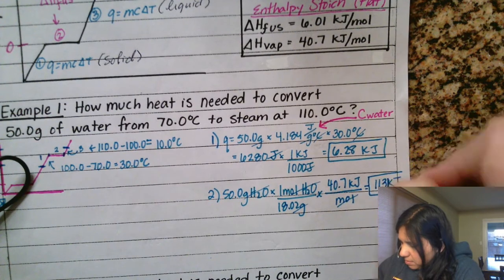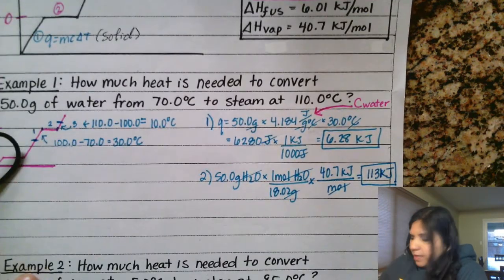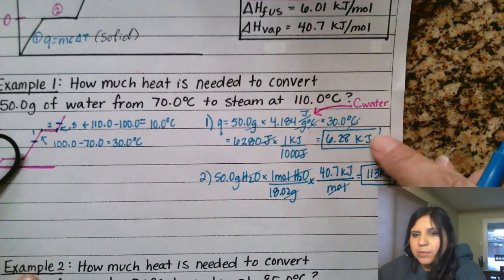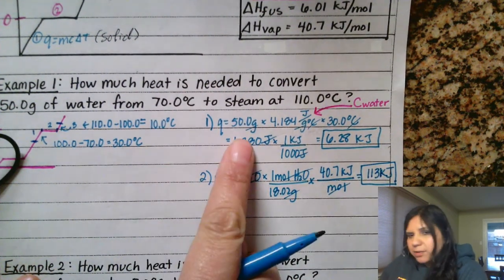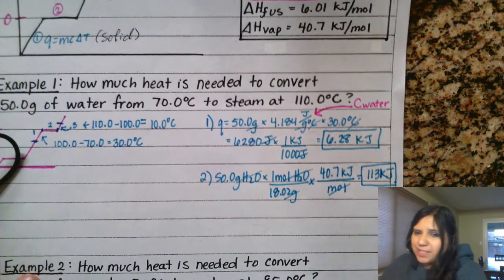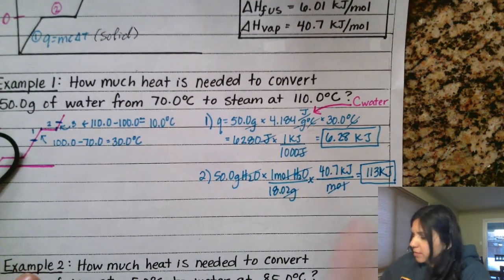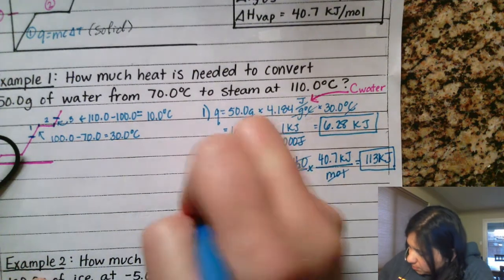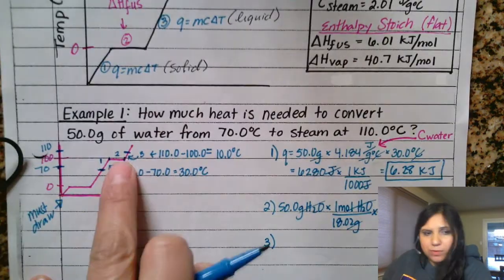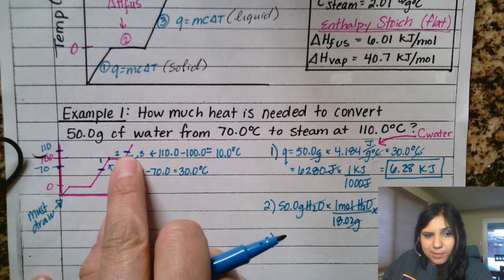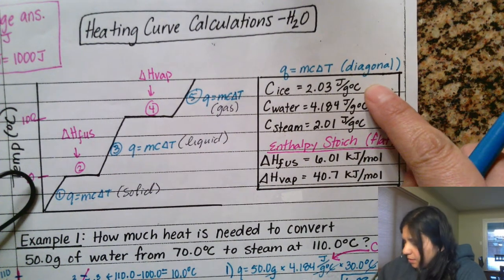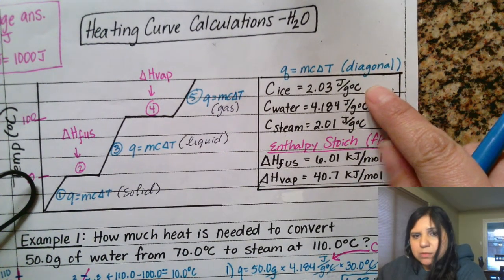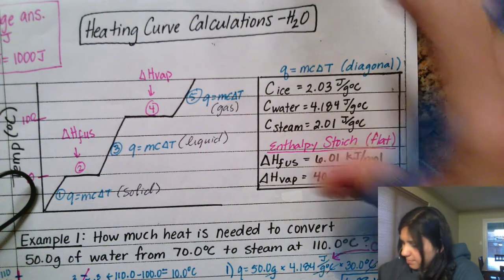kilojoules. Okay, this is why we have to have this answer in kilojoules, because we're actually going to find the total amount of energy. So we'll have energy for each line segment and then add them together, so they need to be in the same unit, so kilojoules. All right, number 3. Number 3 is this little tiny line segment right here. So it's a diagonal, which means we're going to use Q equals MC delta T. It's at the top, so we're using the specific heat of steam.